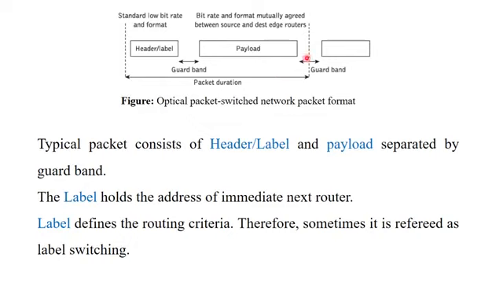So this diagram indicates an optical packet switched network packet format. Here we can observe this is the payload, that is the actual information, and the other part is the header or the label, and these two are separated by a guard band, and the combination of this header and the payload is what makes one packet duration. This guard band is used to avoid the overlapping of the data. More details about this label and the header we are going to study next. Anyhow, for the sake of reference, we can say that this label holds the information related to the routing.